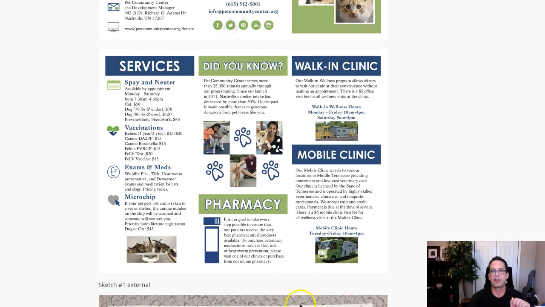These are the two largest types on the page, Services and Pharmacy. Services exceeds Did You Know in terms of hierarchy, because it's bigger. That shouldn't be, right? These are all subsections. They should have equal hierarchical distribution. Does that make sense?